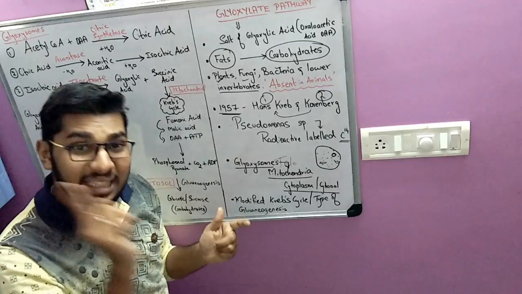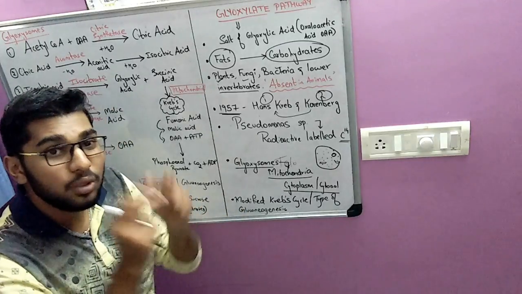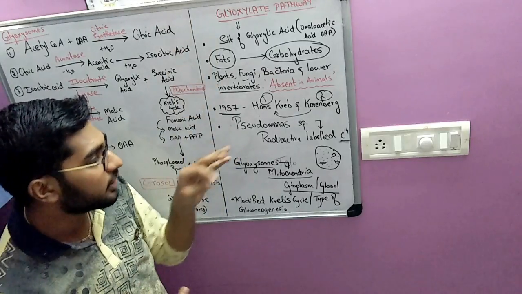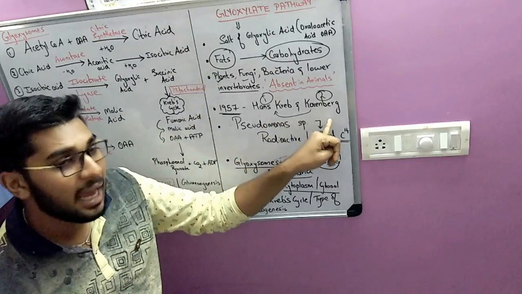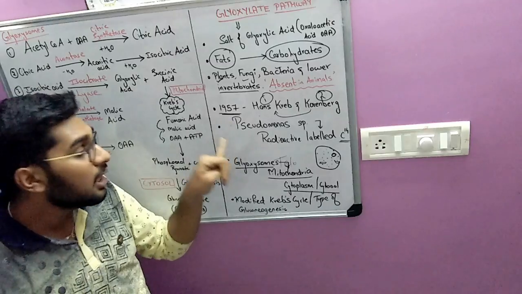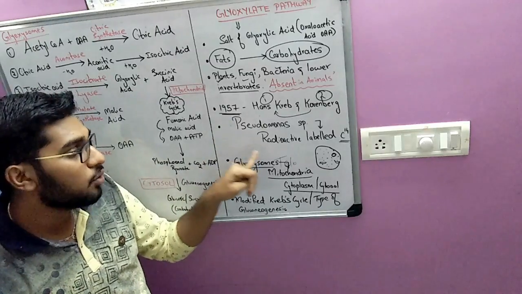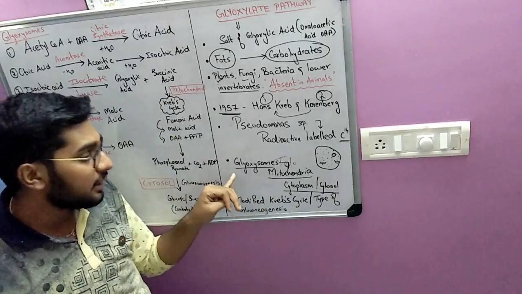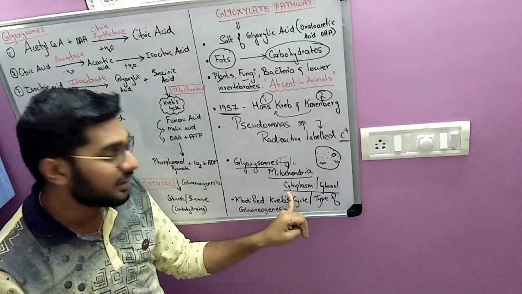and it is found only in the seedling stage. When the plant matures and two leaves are found, photosynthesis occurs and this pathway slowly diminishes. It was discovered by Hans Krebs and Hans Kornberg in the year 1957, in Pseudomonas species, using radioactive labeled carbon-14. It is found in three parts, that is glyoxysomes, mitochondria and cytoplasm.